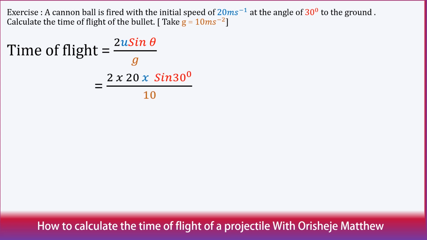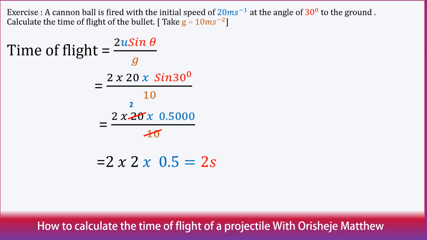Substituting, we have u as 20 meters per second, which is the initial speed, then the angle of projection, 30, then g is 10 as given in the question. If you simplify that, 10 can divide 20 to give me 2. So we have 2 multiplied by sine 30, which is half, 0.5. That gives me 2 seconds. So with this, we are able to verify the time of flight.